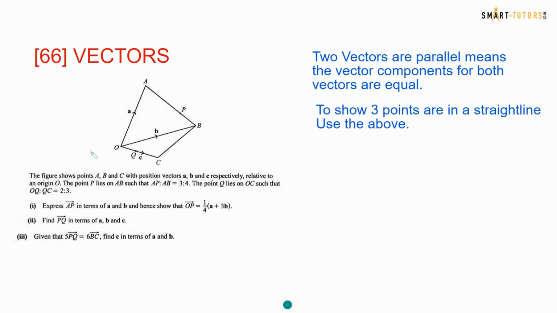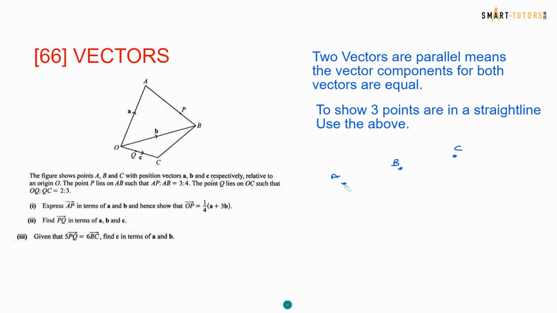Topic 66, vectors. In vectors, two vectors are parallel when the vector components of both vectors are equal. This is one of the techniques you need to understand. The second one: most of the questions ask you to show that 3 points are in a straight line. You need to use two parallel vectors. Say for an example, there are 3 points here, A, B, C. The question does not say they are on a straight line. You need to prove they are in a straight line.